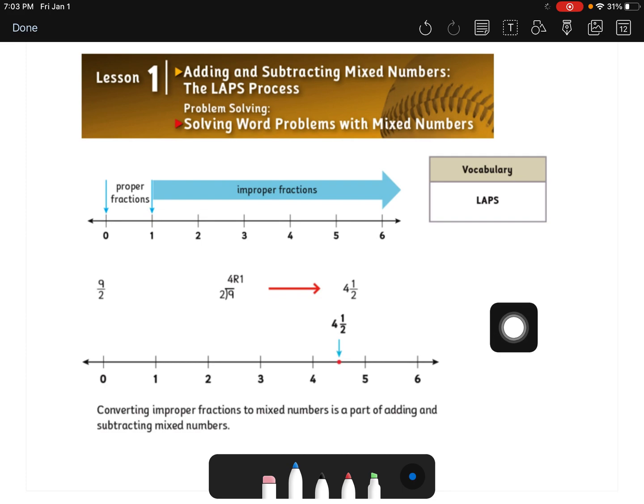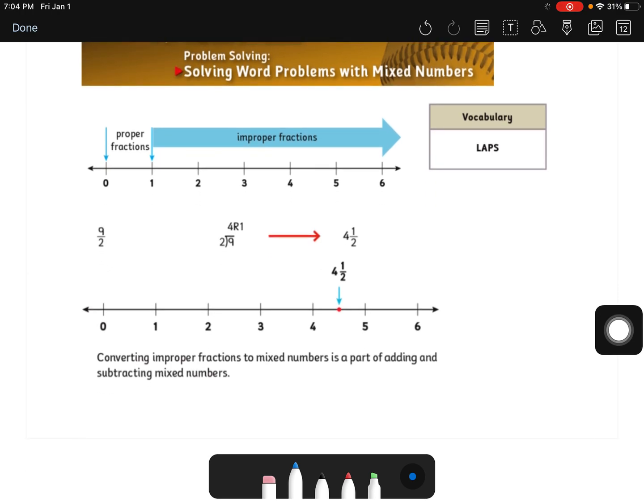Okay, in this lesson, what we're going to look at is adding and subtracting some mixed numbers. They have an acronym, LAPS, L-A-P-S, and basically that's just a checklist of things to do as you're working on these addition and subtraction problems with mixed numbers. We'll break down that acronym as we go here, but it's just a check to make sure you've gone through all the steps that need to be looked at.